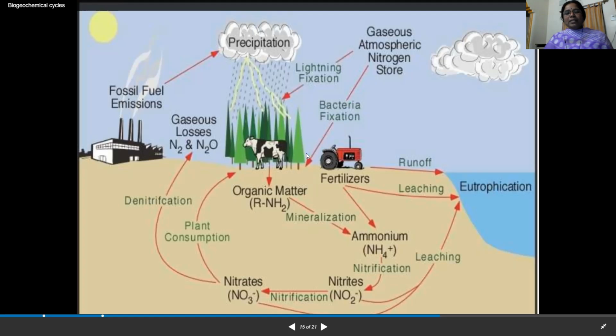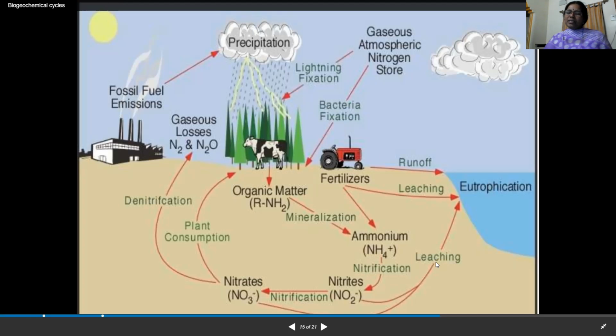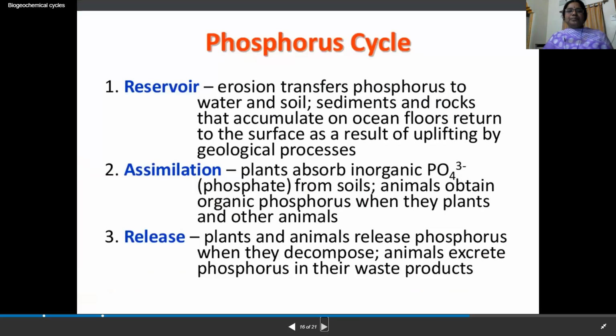We add fertilizers to plants for high crop yield or whatever it may be. These fertilizers run off and undergo eutrophication, and get accumulated by organisms in the sea, pond or lake, and also by leaching. Again, this process continues from nitrates to nitrates. So this is about the nitrogen cycle.